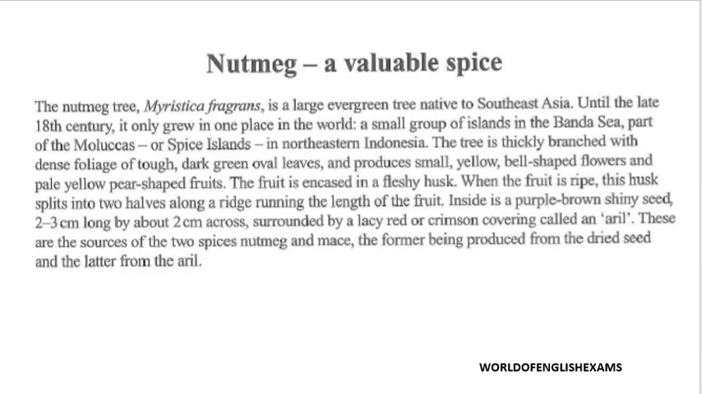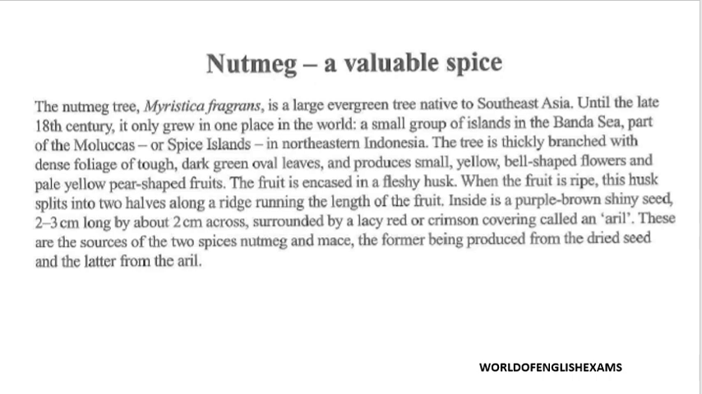So, and produces small yellow bell-shaped flowers and pale yellow pear-shaped fruits. The fruit is encased. So you know the meaning of case, right? Something like a box, a kind of enclosure, I must say. So encased is a synonym for surrounded. So this is how you have to learn new words, guys. If you are new to this word, please feel free to pause the video here, make a note of such words and find the related synonyms and try using them when you're writing your essay or letters, so that you can definitely improve your score for lexical resource or vocabulary.